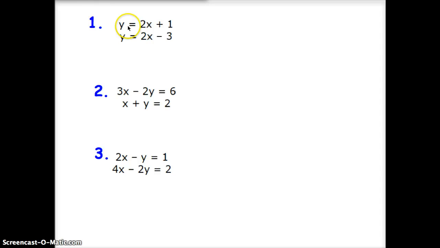Try these 3 homework problems. The first problem is already set up in slope-intercept form. The next 2 you will need to use one of your three methods to graph these equations. Graph the equations, find the number of solutions, and if there's only one, tell what that solution is.